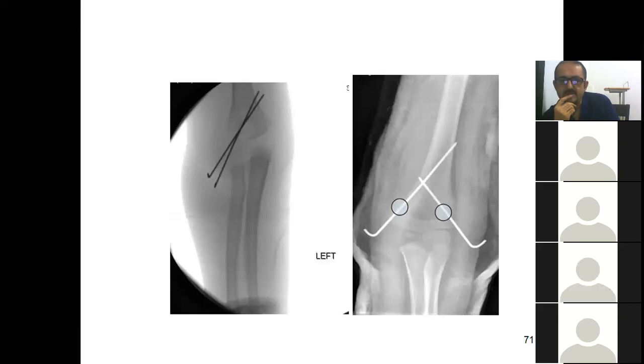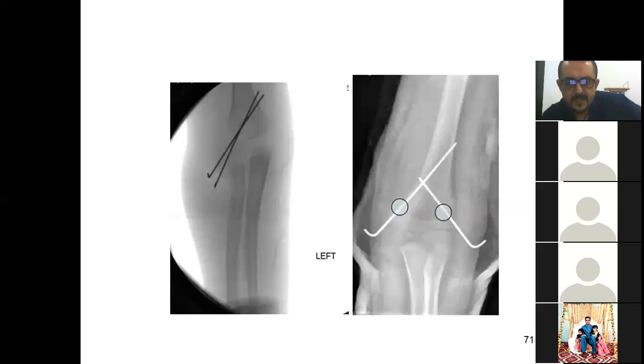What about the ulnar nerve? How far is it from the elbow? Behind the medial epicondyle. Very good. So the basic concept of lateral pinning versus medial and lateral pinning is to avoid ulnar nerve neuropraxia, which is 8 to 10%.